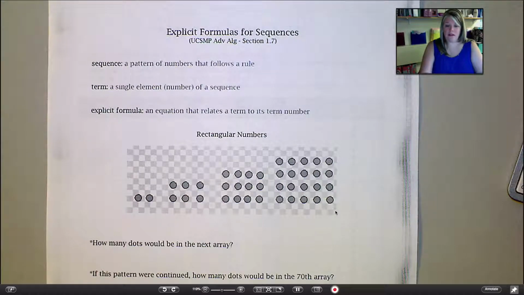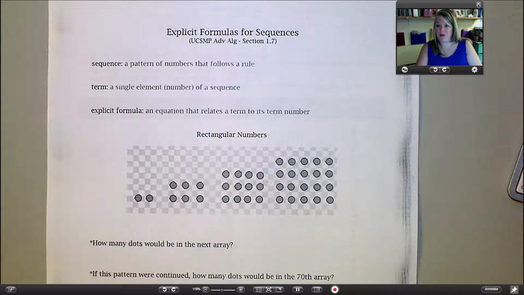The list of numbers is made up of terms, and the terms are the individual numbers in the list. So term 5 would be the 5th number in the sequence. And then an explicit formula, and I'm going to get more into that in just a second, is when you write a formula for a sequence that relates each term to its term number. Okay, so let's talk more about that.